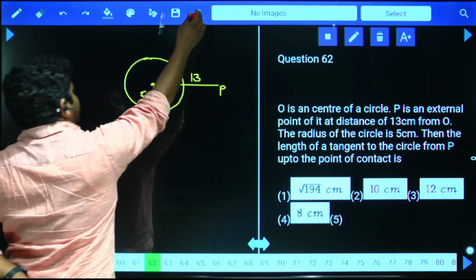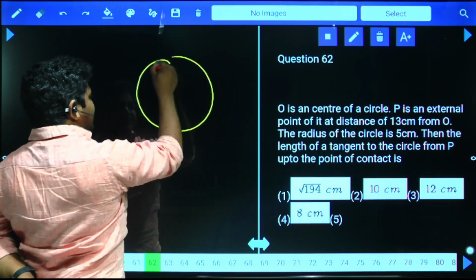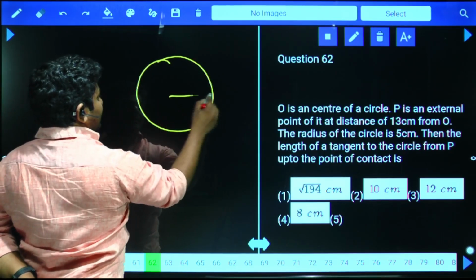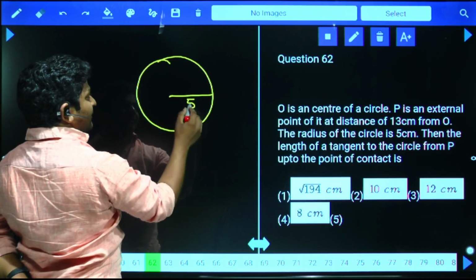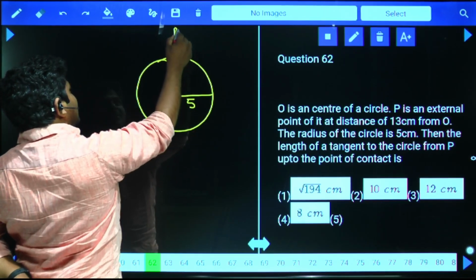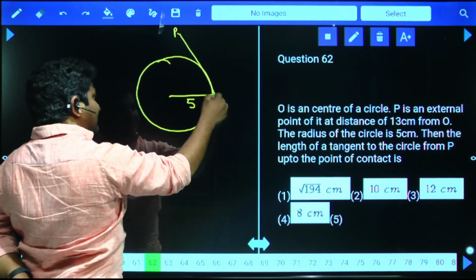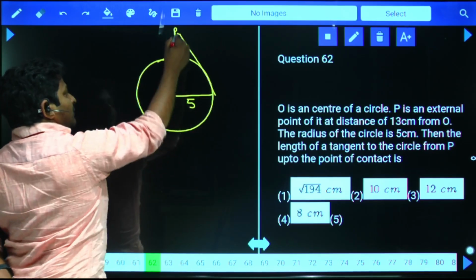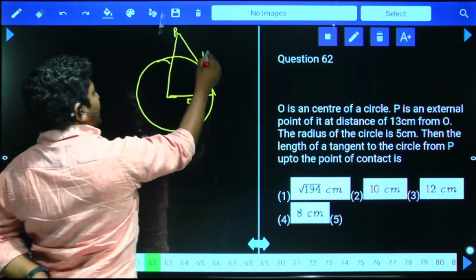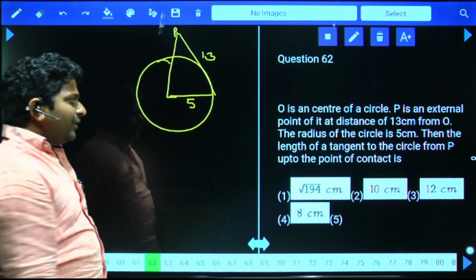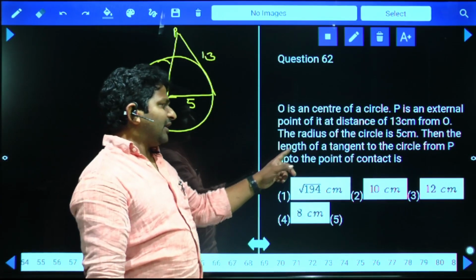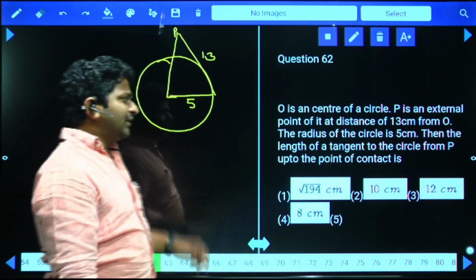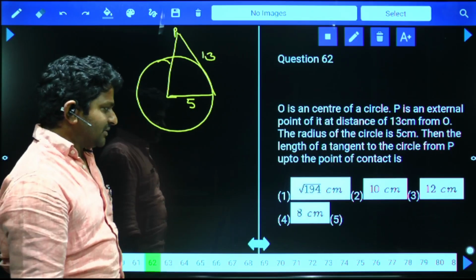So we are supposed to have some image like this. This is 5. This is point P. This is equal to 13. Now your question is to identify the length of the tangent to the point. Okay.